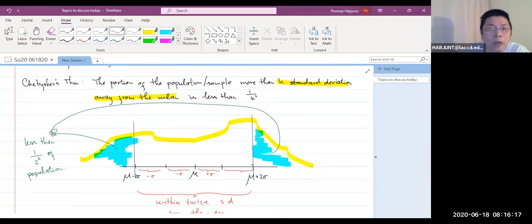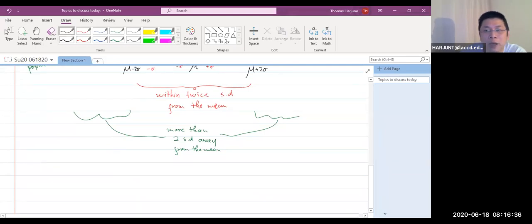Oh, I forgot one thing. In fact, that's super important. The k here has to be strictly greater than 1. It has to be strictly greater than 1.